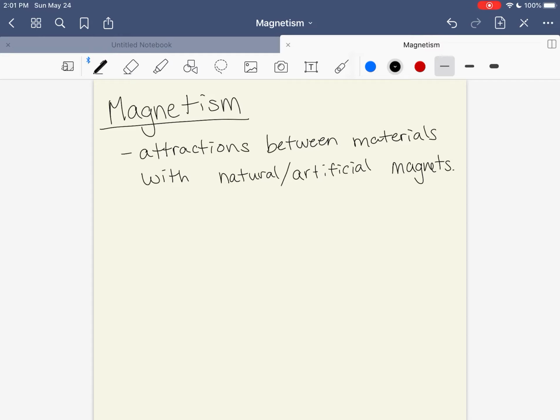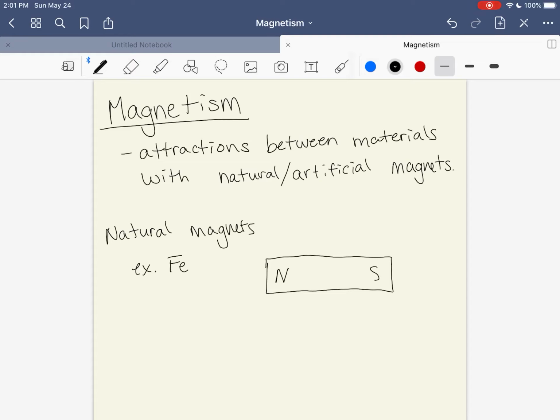So there are some materials that are natural magnets. For example, iron is one of those materials that has naturally magnetic behavior. When we look at the structure of a natural magnet, we're just going to draw it as a bar magnet for now. A bar magnet has a north pole and a south pole. Normally we're going to color in the north pole in red and the south pole in blue.